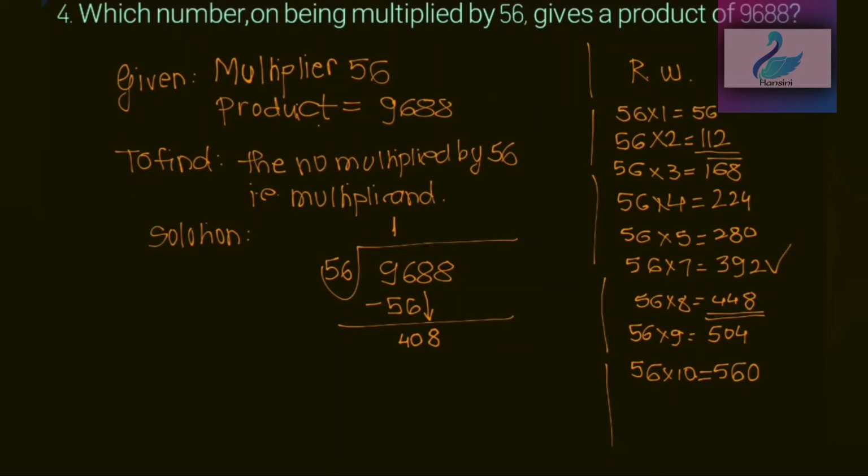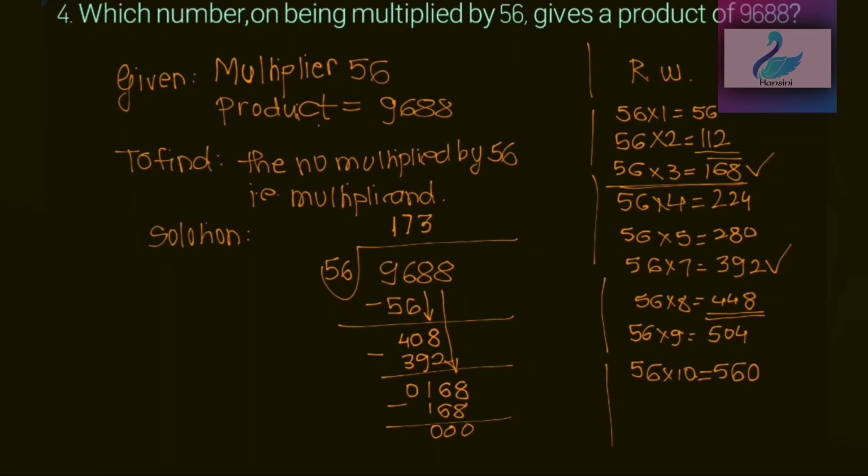Now in the table, 56 8s is 448, you can see it is greater. So we will take 56 7s, which are 392. In the quotient's place write 7, subtract it, and we get the answer as 16. Now we will carry down 8 and search for 168. So 56 3s is 168. Write 3 in the quotient's place and subtract it, and you get the answer as 0.